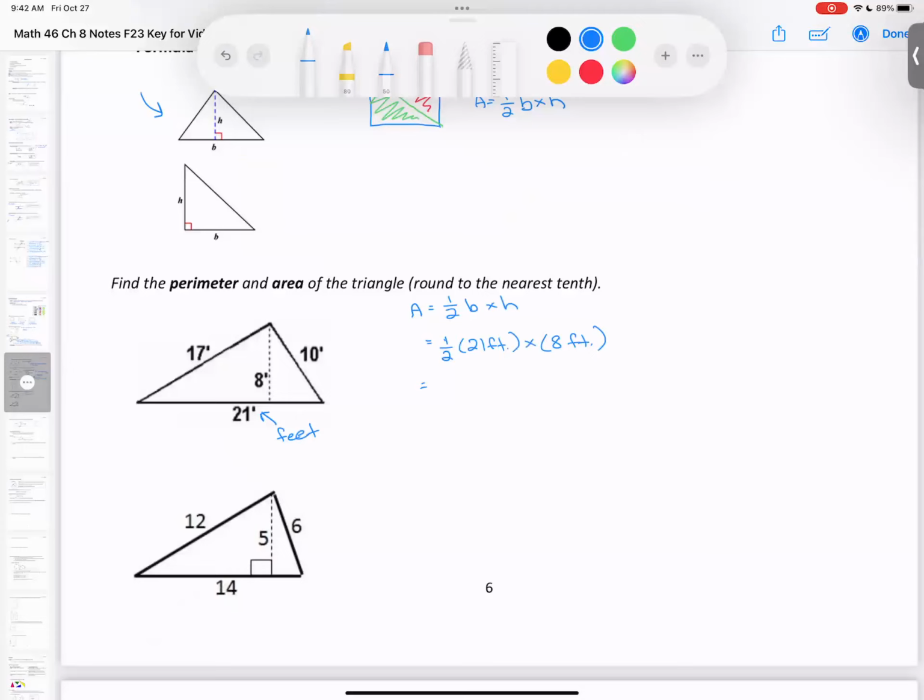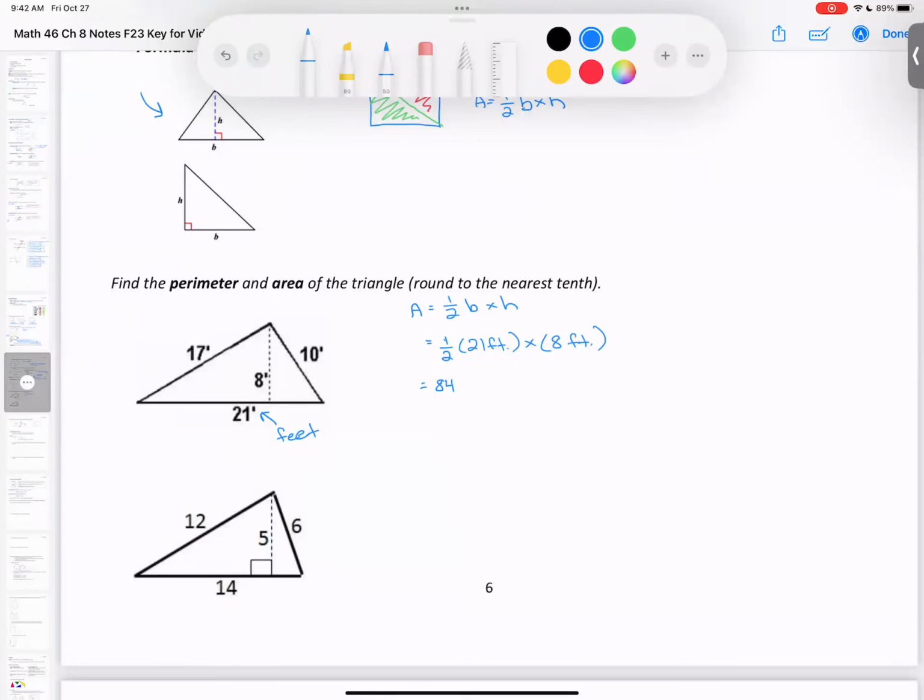On your calculator, I don't know if your calculator is smart enough to just go 1 divided by 2. Here, I'm just going to try it: 1 divided by 2 times 21 times 8. Is your calculator smart enough? That will give you the right answer of 84. The other way you could do it is convert that 1/2 to a decimal of 0.5 before multiplying, or go 1/2 and then hit equals and then multiply by the other things.